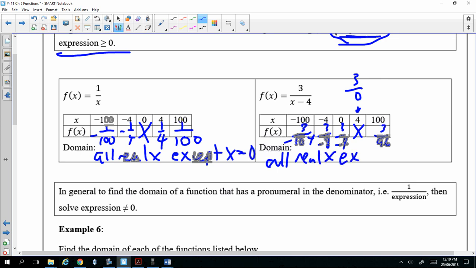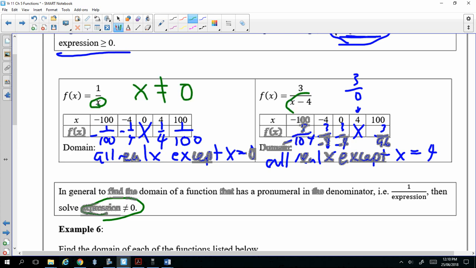So it has to be flexible. How do we find the domain if you have a polynomial in the denominator? We just need to make sure that the expression cannot be 0. So in this case, x cannot be 0. In this case, x minus 4 can't be 0, which means that x cannot be 4. That's how we get this 4 there, right? So all real x except 4.